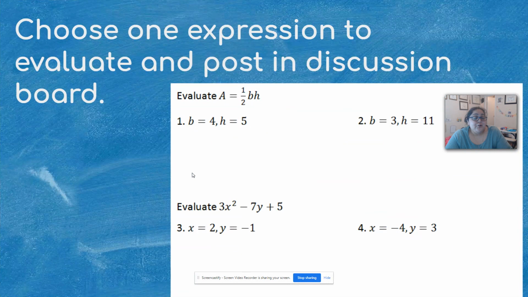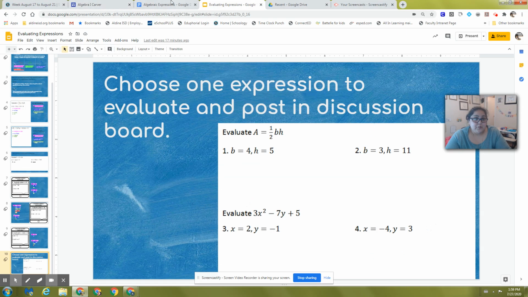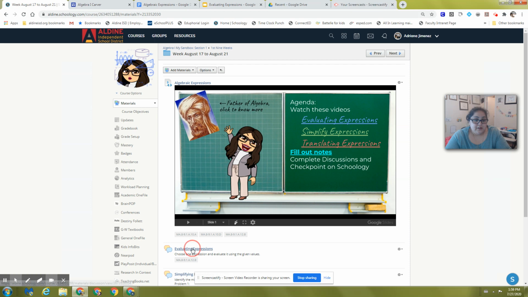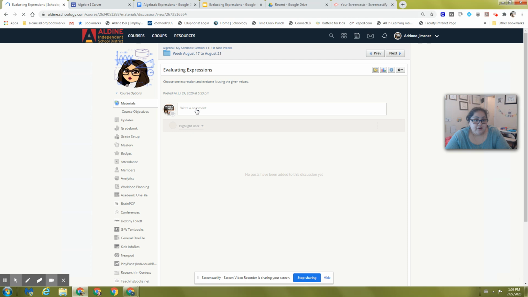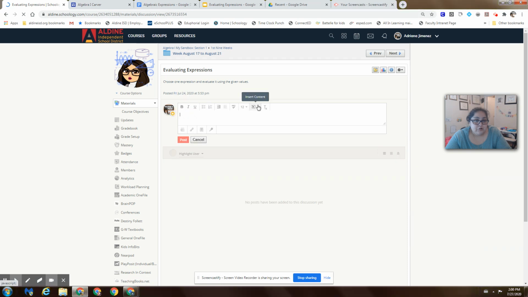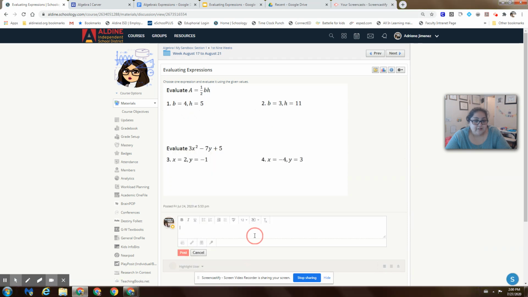And then this is what you're going to do for your discussion board. You are going to pick any one of these 4, substitute it, and show the value. Now let me go over here to the Google page so you can see, evaluating expressions. Right here on the comment, you can insert a file, which would be a picture. If you don't have anything, you can press right here and record and tell me what you did. Tell me what your answer was.